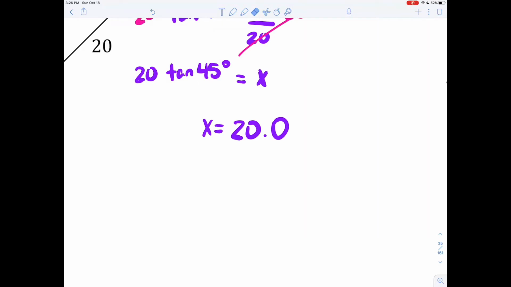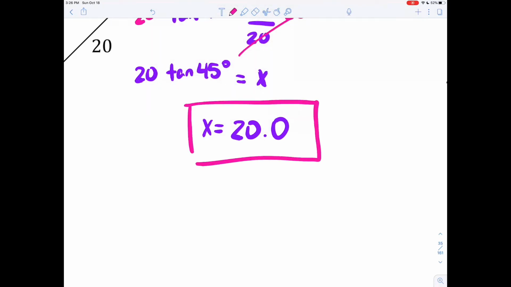to a side length. My side lengths don't have any particular units. If they had centimeters or meters or feet or inches there, I would indicate that. But I am not putting a degree sign unless I'm talking about an angle. In this case, we are solving for a side length. And I am done here. So x is 20.0. Neat.